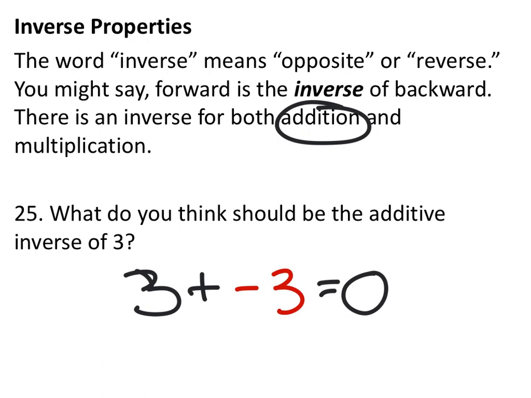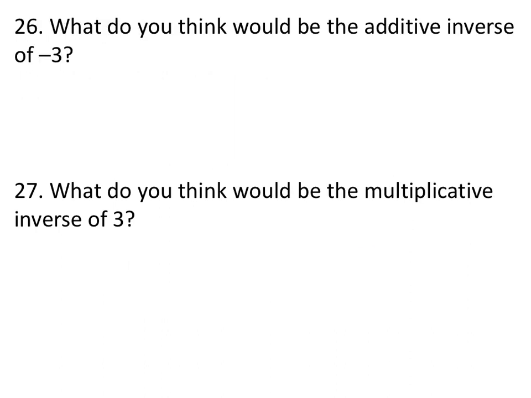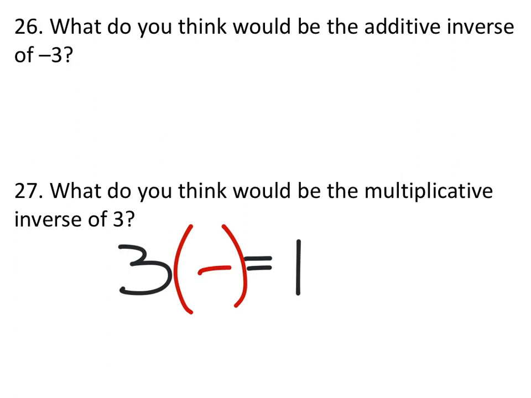What does that mean for multiplication? So let's look at this example with number 27. We have the multiplicative inverse of 3. Well, the multiplicative inverse for multiplication is going to produce 1, not 0, because we could multiply anything by 0 and get 0. So what is it that we would multiply 3 by? Well, as a fraction, we would just have the denominator be 3 and just make that 1.